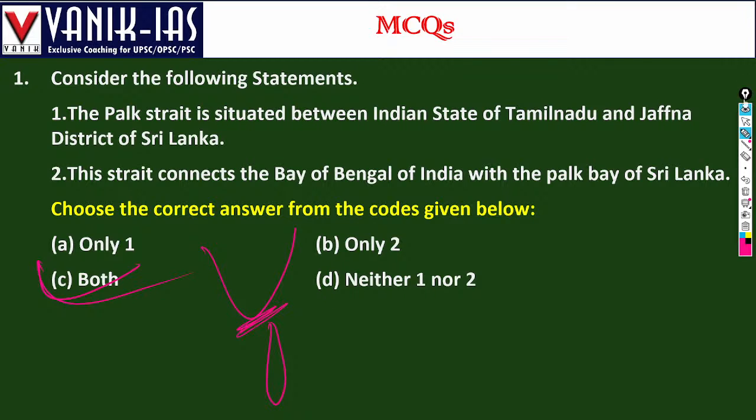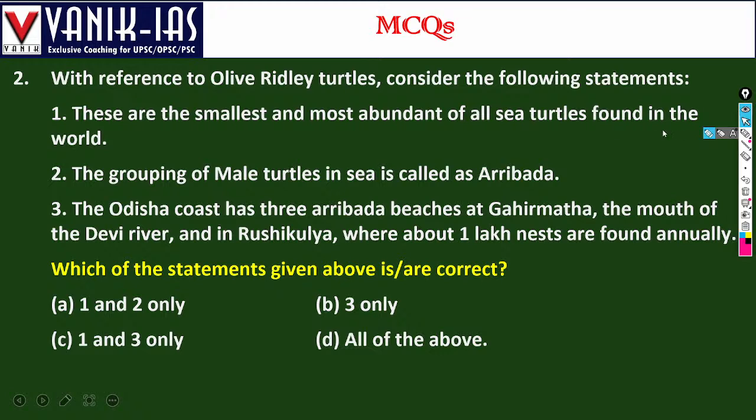Next question. With reference to olive ridley turtles, they are primarily found in Gahirmatha Marine Sanctuary in Odisha, Kendrapara district. These are the smallest and most abundant of all sea turtles found in the world. Yes, this is right.